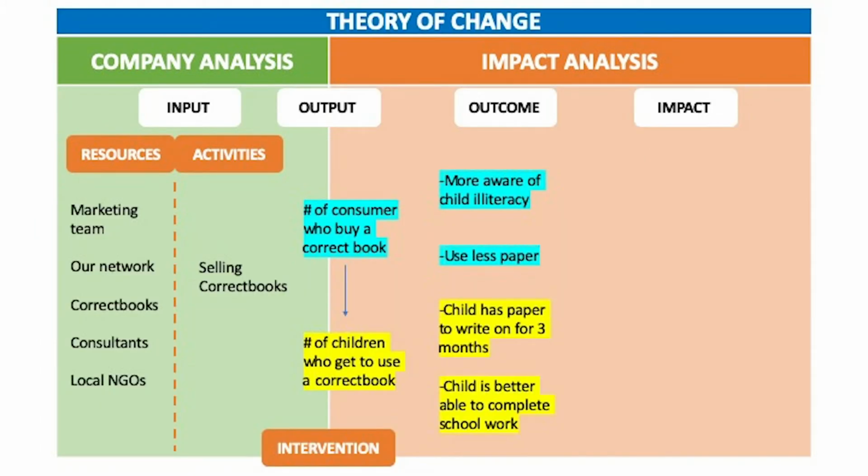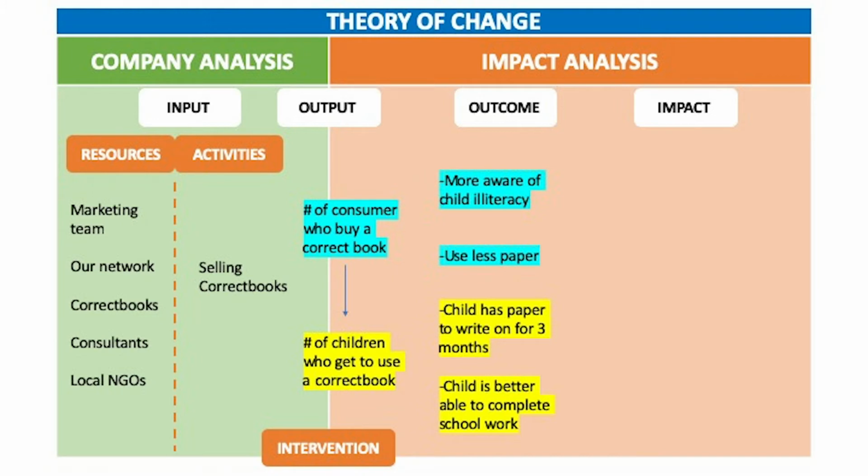In the case of CorrectBook, we can look at the outcomes for the consumer, which I've highlighted in a teal color, and the outcomes for the children who get the book, which are highlighted in yellow. Now, it's useful to use this kind of color coding in a theory of change to show different pathways of impact. In the case of the consumer, some of the hypothesized outcomes might be that there's more awareness created about child illiteracy. And another, more functional outcome might be that consumers use less paper because CorrectBooks can be reused.